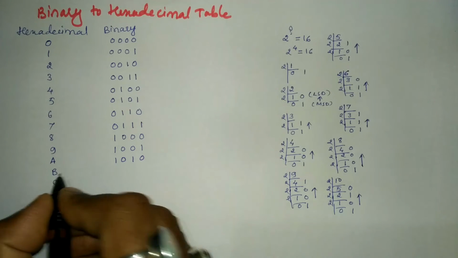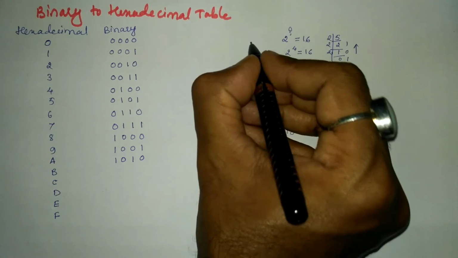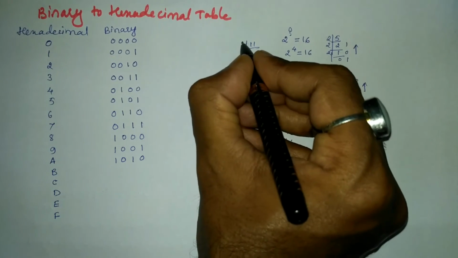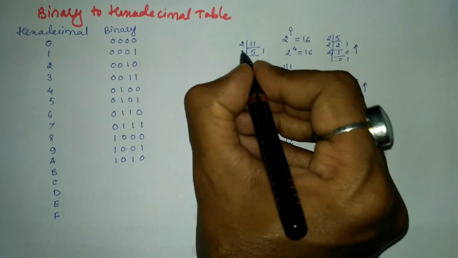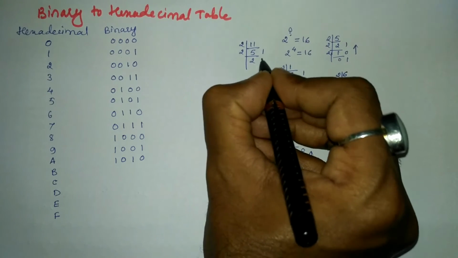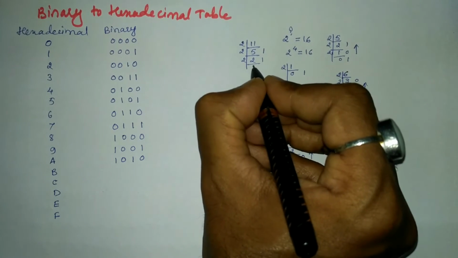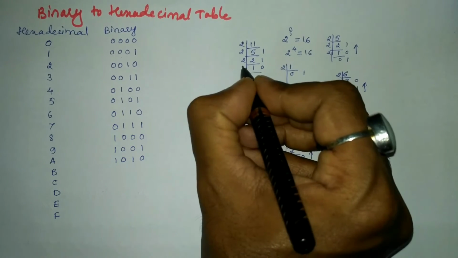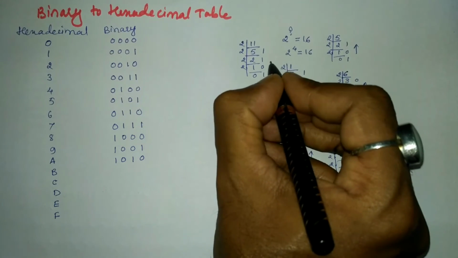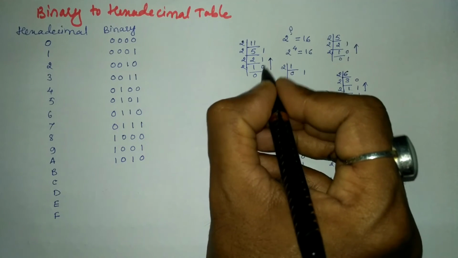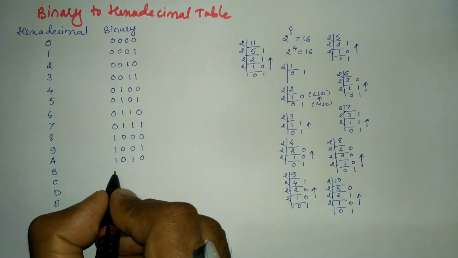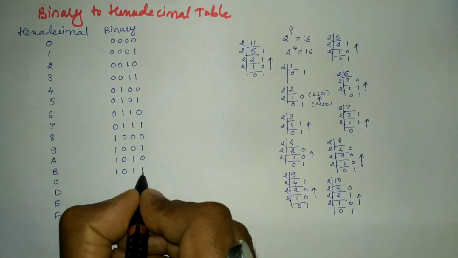Similarly, B represents 11. Here I'm going to write 11 divided by 2. 2 5s are 10. Remainder is 1. 2 2s are 4. Remainder is 1. 2 1s are 2. Remainder is 0. 2 zeros are 0. Here remainder is 1. So we have to write it from bottom to top. 1, 0, 1, 1. I'll write 1, 0, 1, 1.